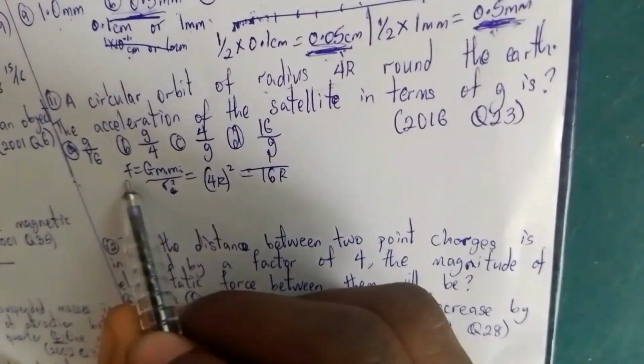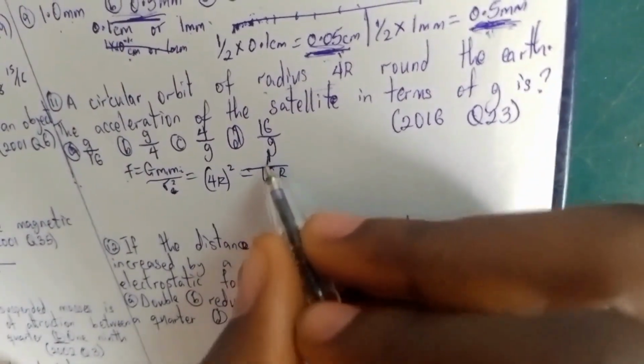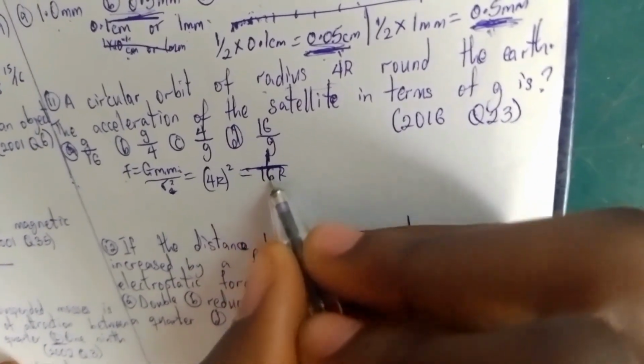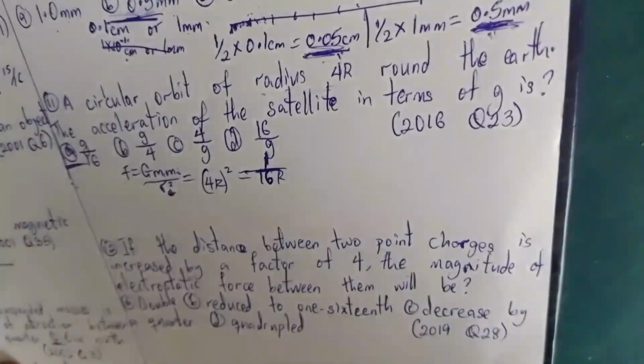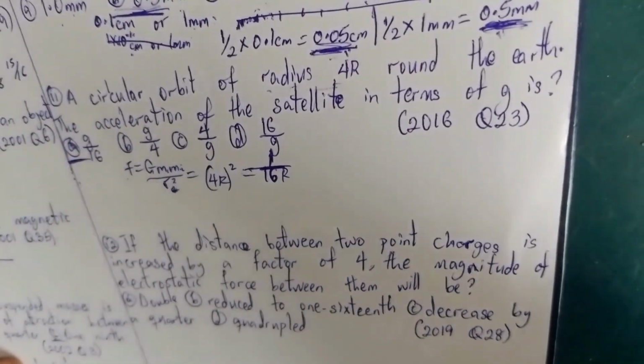So the acceleration of the satellite is going to be g. If we change this to mg and other processes, basically what you just need to know is that it will be reduced by 16, which will be 1/16. So our correct answer will be option A. If you see any question on these things, don't just waste your time on solving them.